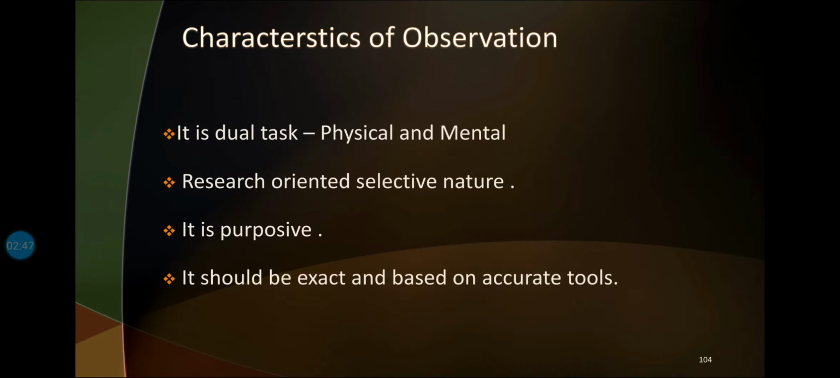What are the characteristics of observation? It is a dual task. It requires a physical as well as a mental process. When you carry out your observation, you need to carry out the physical work as well as the mental process. That means the perception time and reaction time. Research oriented selective nature: observation should be oriented on the research work. It is a purposive investigation. You carry out the observation because of some purpose. It should be exact and based on accurate tools.